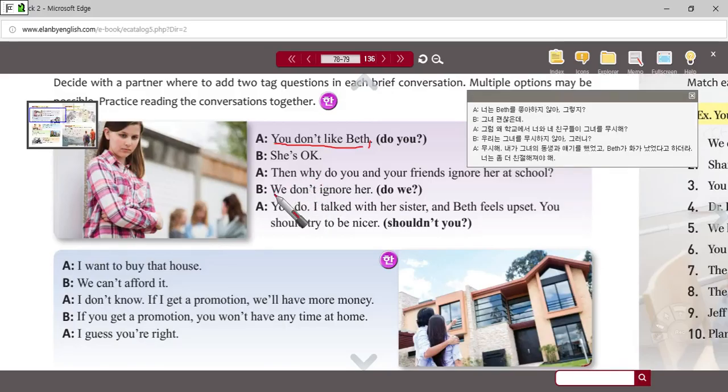Okay. This person, she thinks that she doesn't ignore Beth. We don't ignore her. Do we? Okay. I'm asking. This is my opinion. Am I wrong? Okay. And another possible one, you should try to be nicer, shouldn't you? Okay. Because Beth feels upset. Okay, my advice, you should try to be nicer. Not just my advice. What do you think? Do you agree with my advice? Shouldn't you try to be nicer?